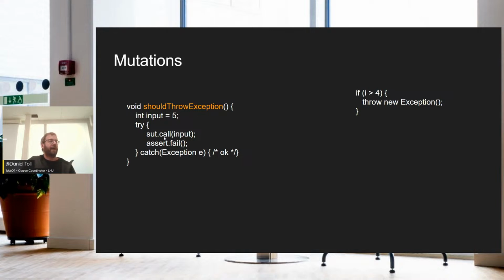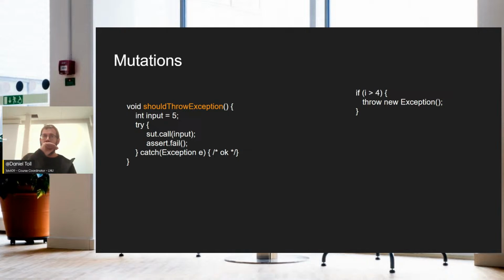So input is 5. That will mean that input is over 4, right? So we're going to get an exception. The exception is going to be thrown, which is OK. Here we catch the exception. That means that it's OK. If the exception was not thrown, then this assert fail would be called, and then the test would fail. Makes sense. So the test and the implementation are now aligned with each other.